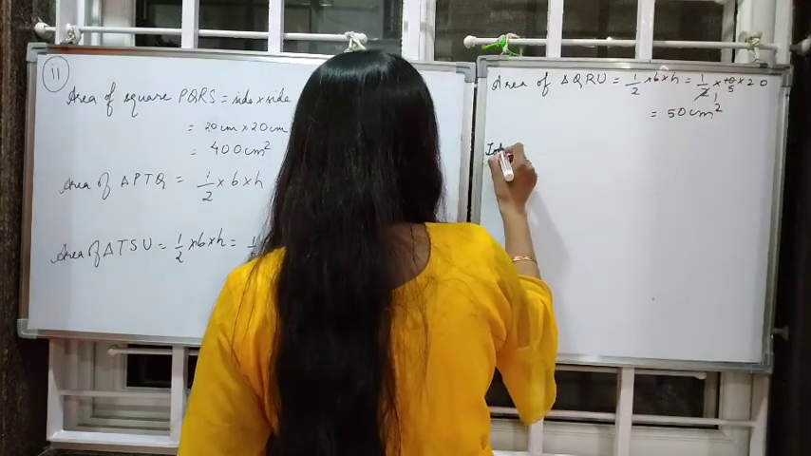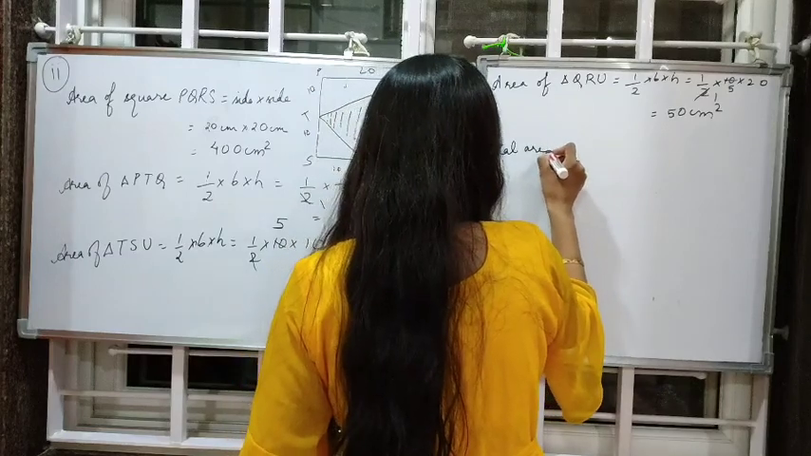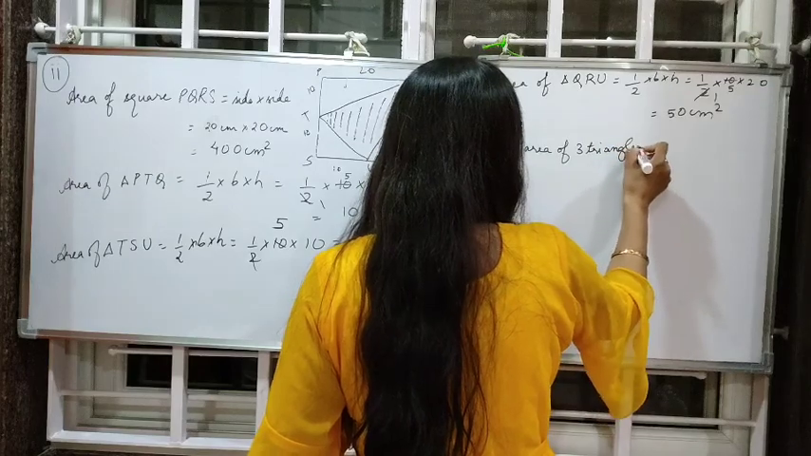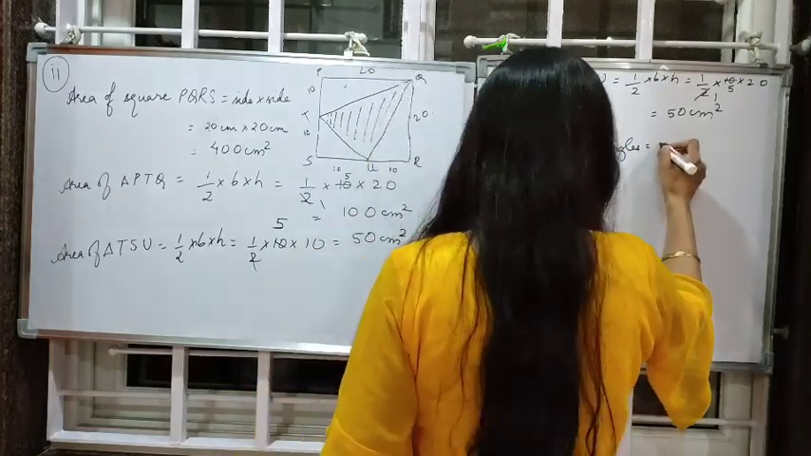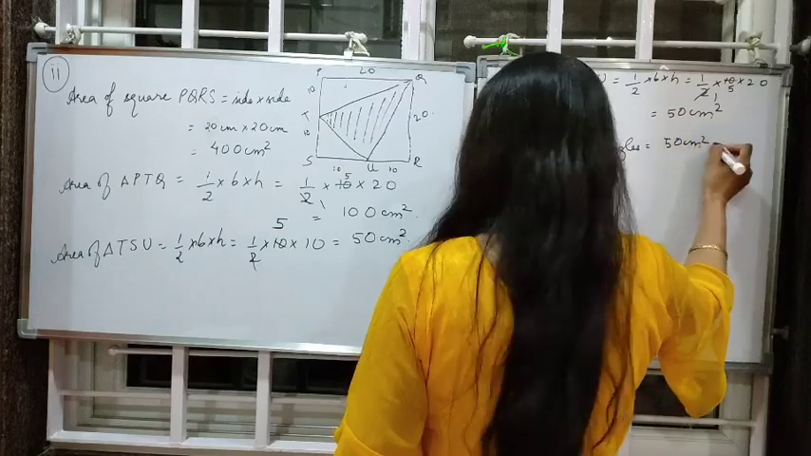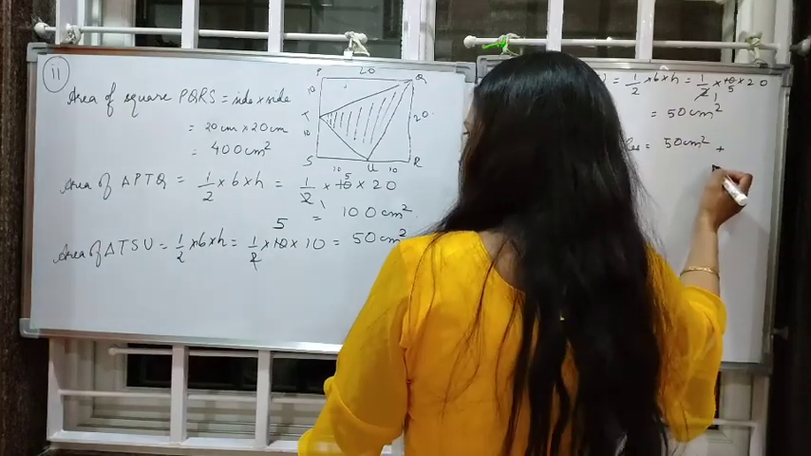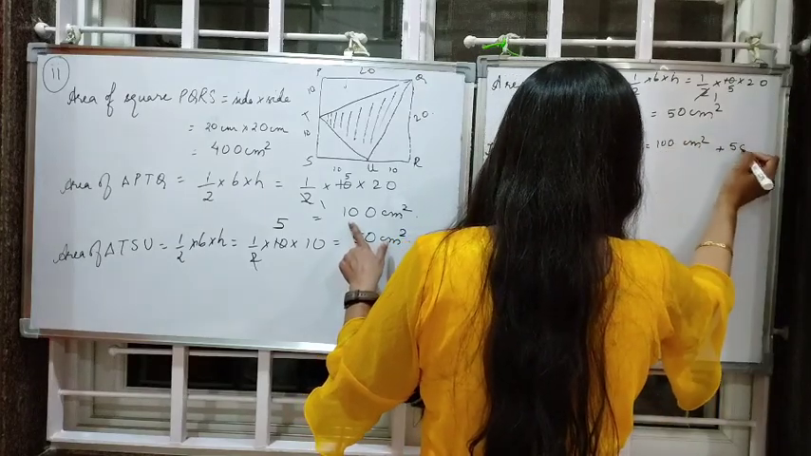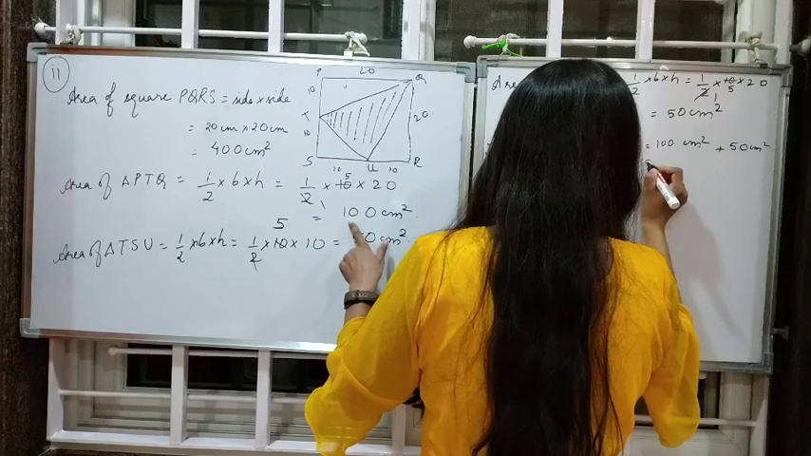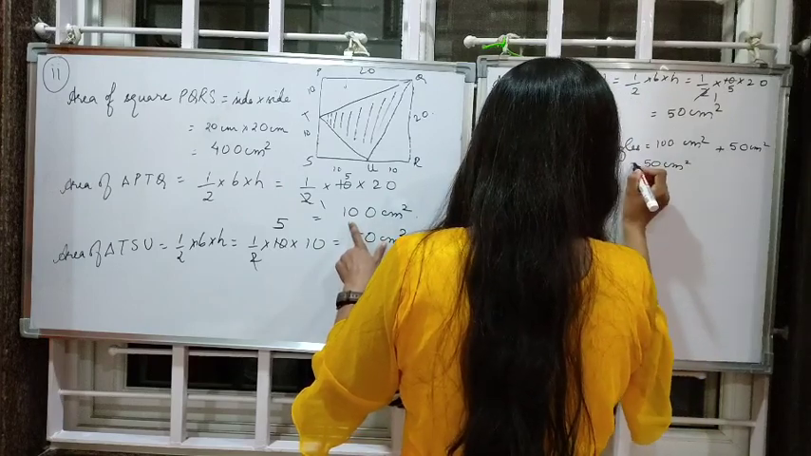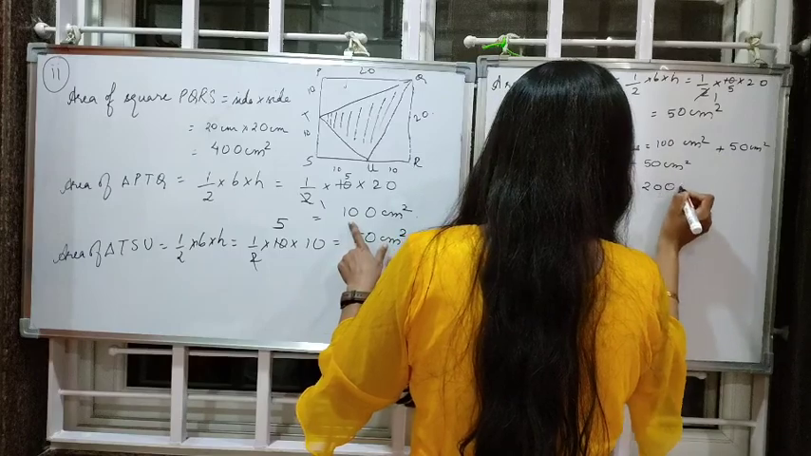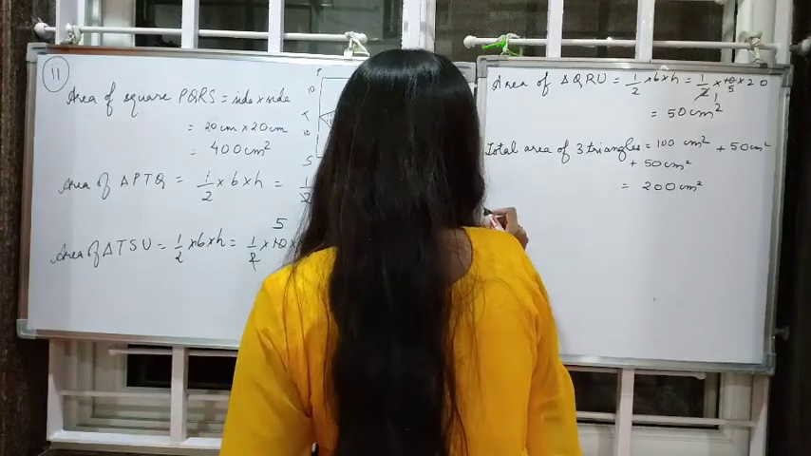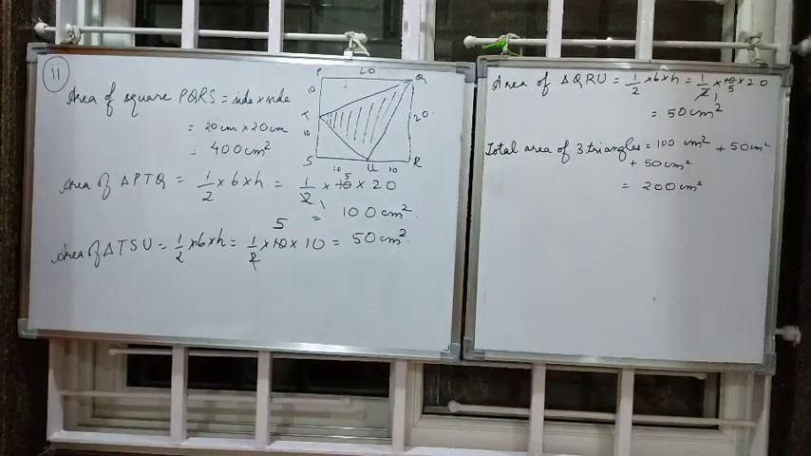So now we find out the total of the 3 triangles. Total area of 3 triangles, which is equal to 100 centimeter square, then 50 centimeter square, then 50 centimeter square. So it gives 200 centimeter square. Okay.